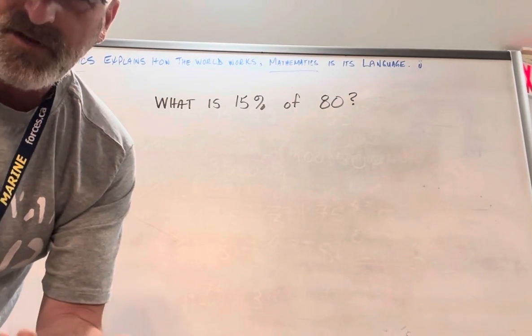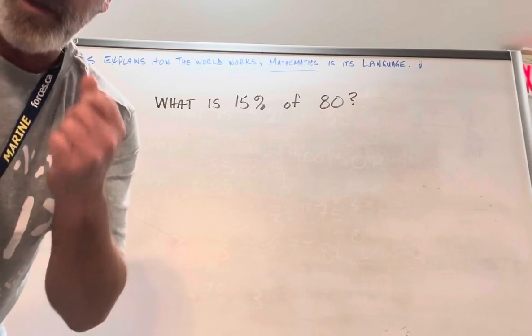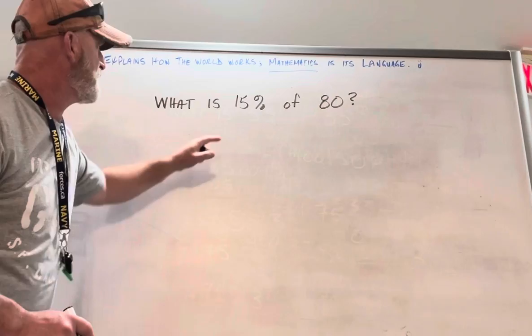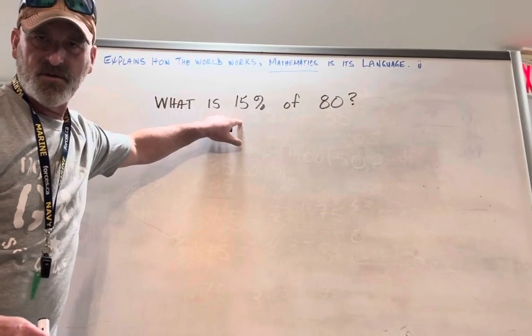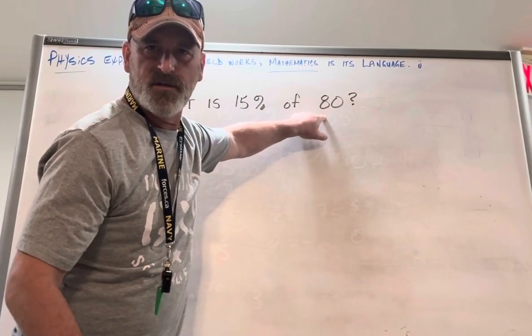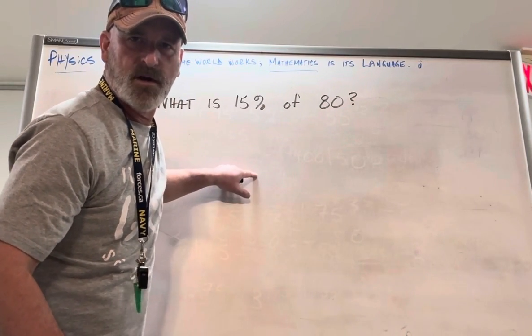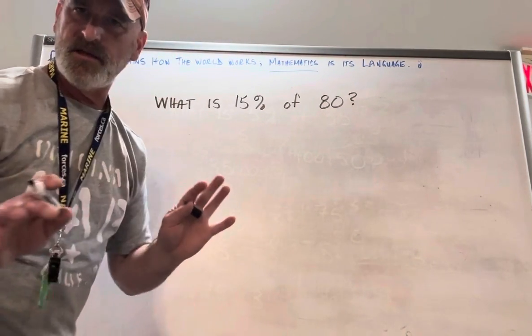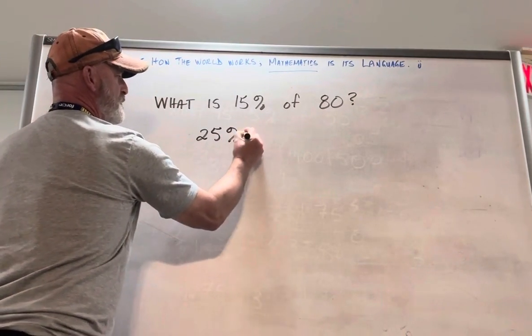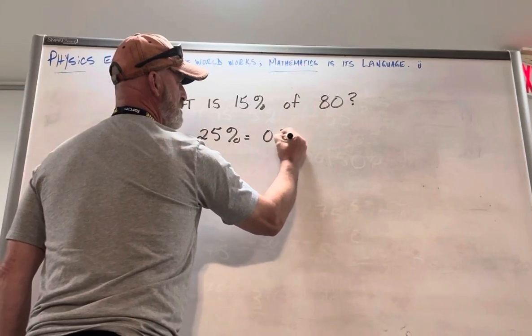So we can convert to fractions, but the easiest way is to recognize that a percent is a decimal. And a decimal, we can multiply by the big number to find out what it is. So let me say that again. A percent, 25% is equivalent to 0.25.